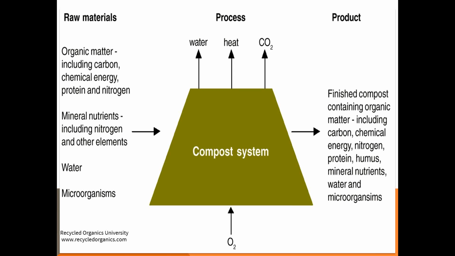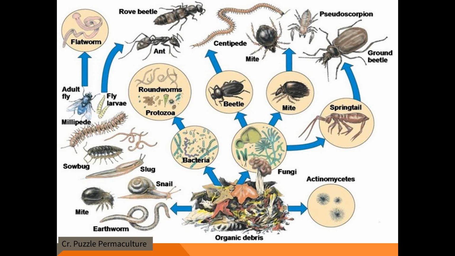So basically you have organic materials going in, food scraps, carbon sources, brown materials, etc., water and mineral nutrients and microorganisms. They create this high energy as they eat the stuff, and then out goes the compost, the finished product.